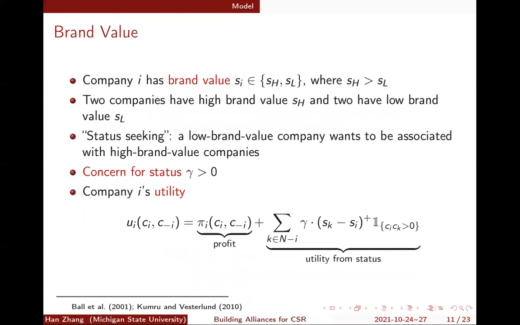Status seeking is when a low brand value company wants to be associated with high brand value companies by contributing alongside them. Let gamma be the extent of the concern for status. Company i's utility includes a profit and the utility from status, which is positive for a low brand value company contributing alongside high brand value companies.